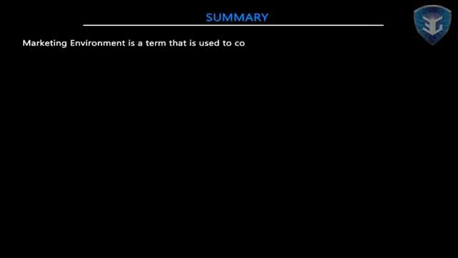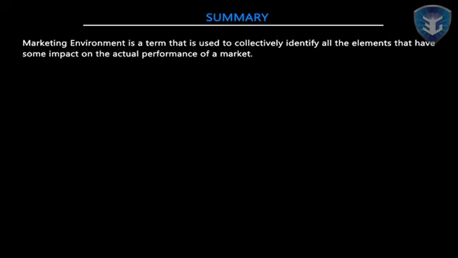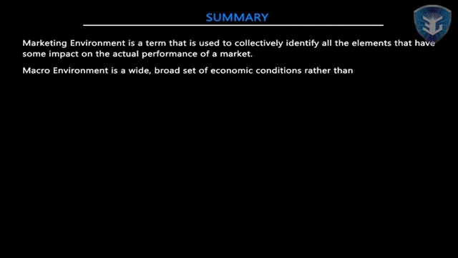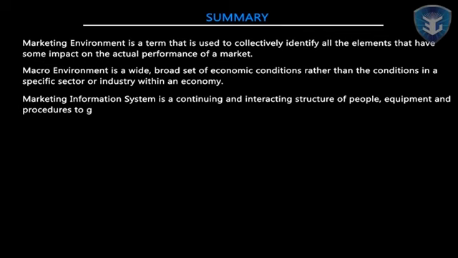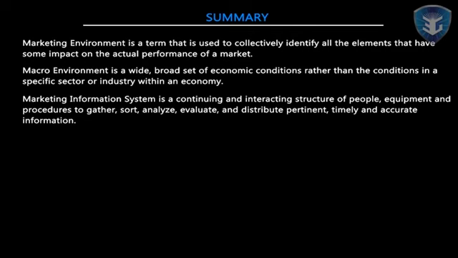Now in the end, let us summarize what we have learned in this lecture. Marketing environment is a term that is used to collectively identify all the elements that have some impact on the actual performance of a market. Macro environment is a wide, broad set of economic conditions, rather than the conditions in a specific sector or industry within an economy. Marketing information system is a continuing and interacting structure of people, equipment, and procedures to gather, sort, analyze, evaluate, and distribute pertinent, timely, and accurate information.